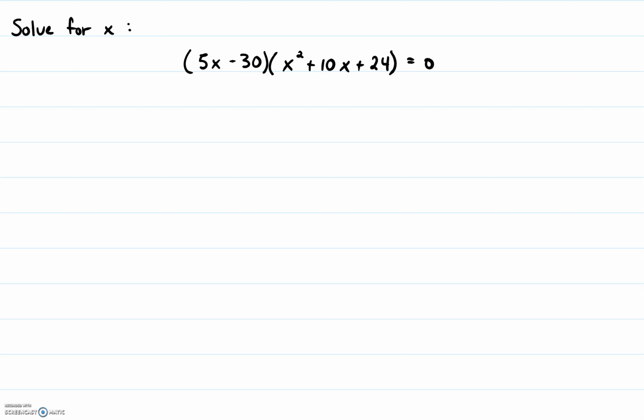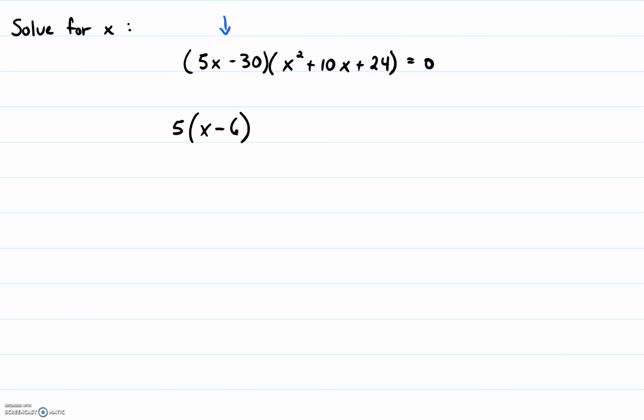So let's go ahead and look and see how we can factor this first polynomial, the 5x minus 30, and we just want to make it a little bit easier on ourselves. So what we're going to do is factor 5 out of each of these terms. The greatest common factor of 5x and negative 30 is 5. If you factor that out, it's going to leave you with x minus 6. And that's just a whole lot easier to look at than 5x minus 30.